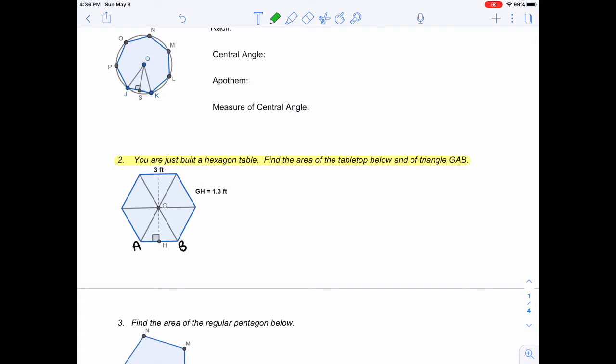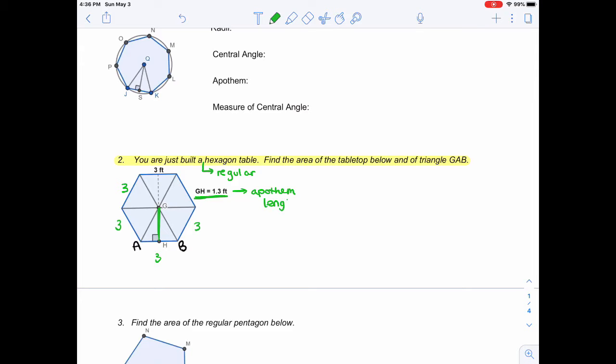So to start off, I'm going to do my area of the hexagon. Now, your notes should say a regular hexagon here, okay? So we can assume that each one of these side lengths is 3 feet, okay? Now, GH is given to us as 1.3. That right there, remember, so this segment right here, that's making a right angle with one of our sides, so this right here is our apothem length, okay?